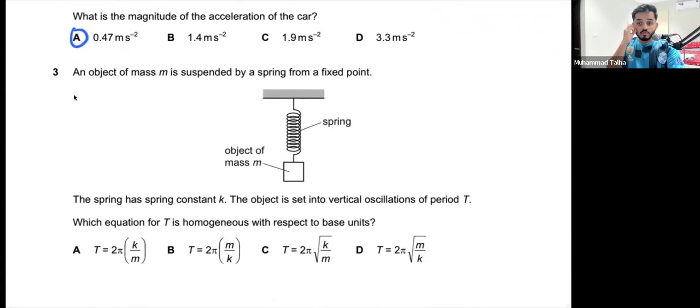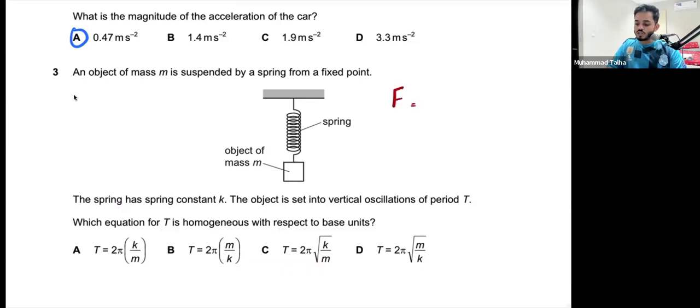Next, an object of mass M is suspended by a spring from a fixed point. The spring has spring constant K. The object is set into vertical oscillations of time period T. Which equation for T is homogeneous with respect to base units? So first off, let's just quickly look at what the base units for K is going to be, because it's really easy to see what it's going to be for T. It's just going to be seconds.